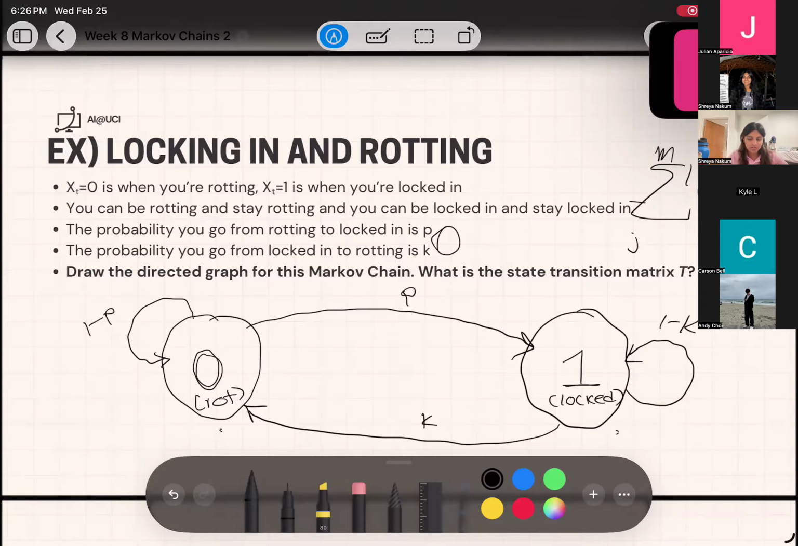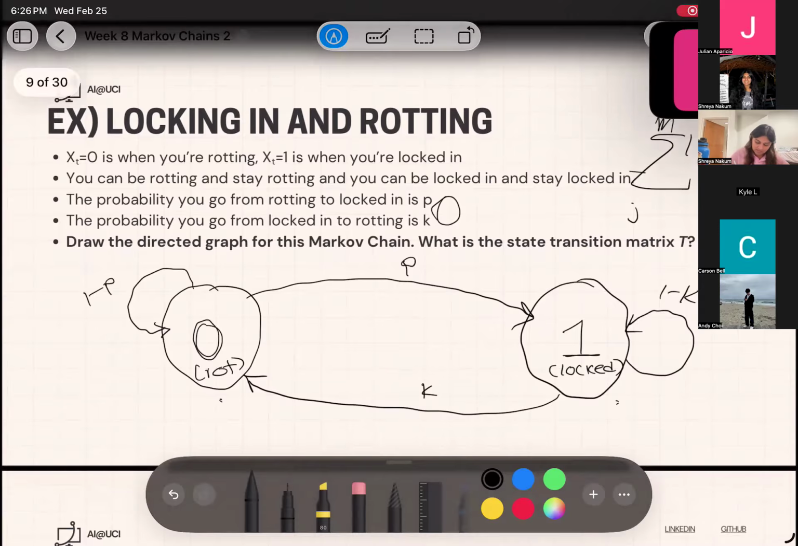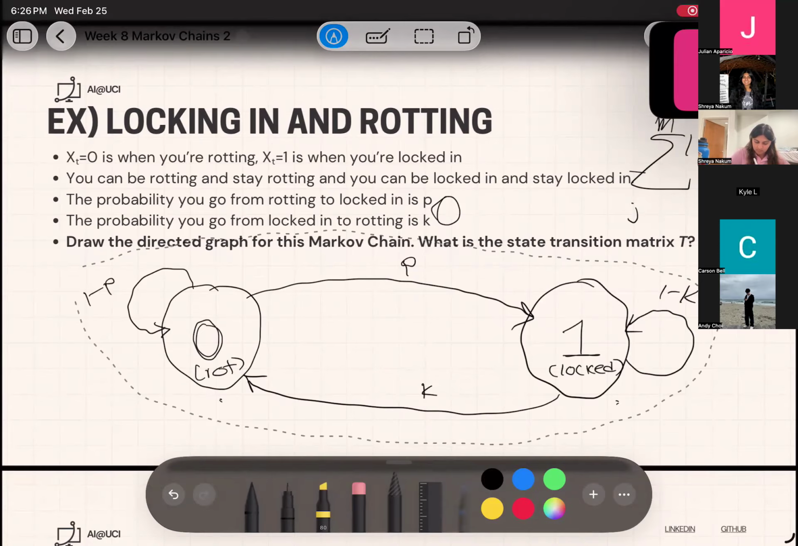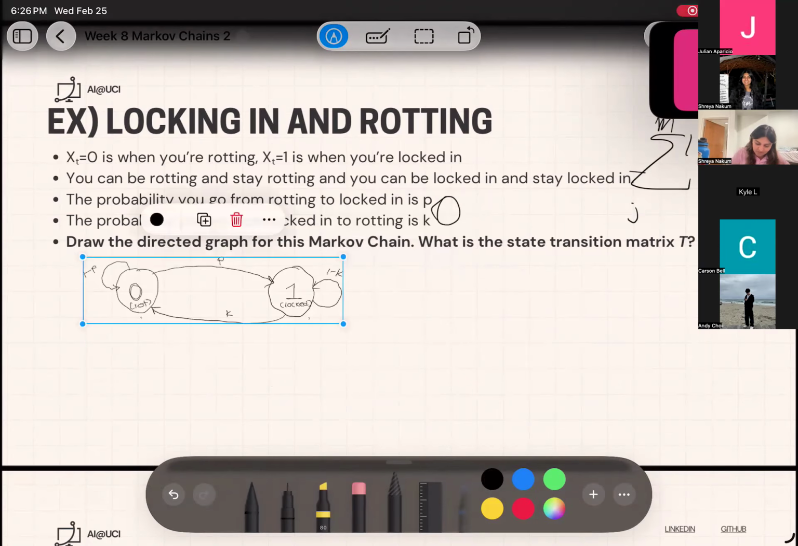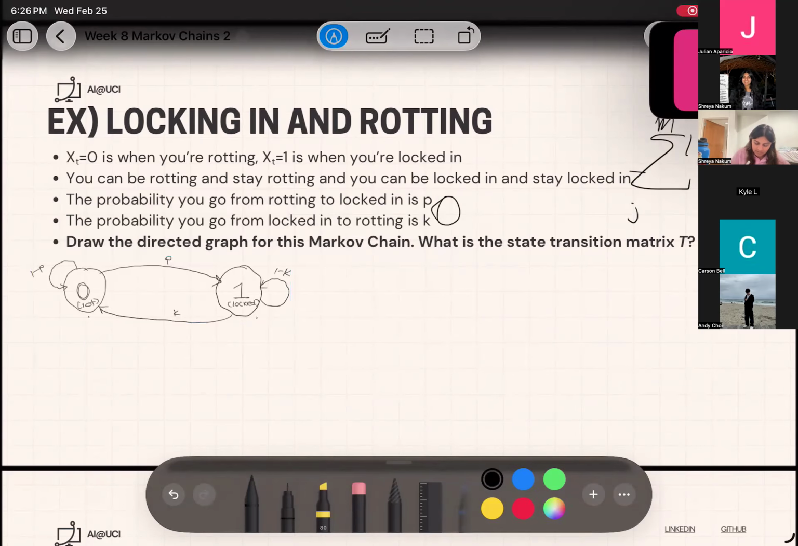Now we'll look at the state transition matrix. I don't think we have enough space. No, we can have space. Let's see if I can move this. Oh, I can. Nice. Now let's make our state transition matrix.